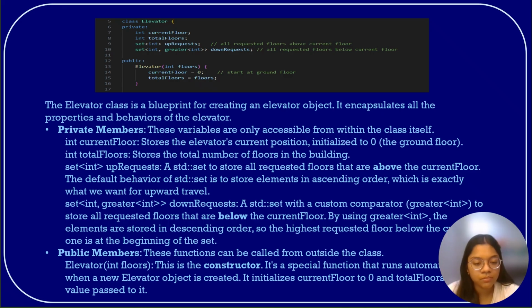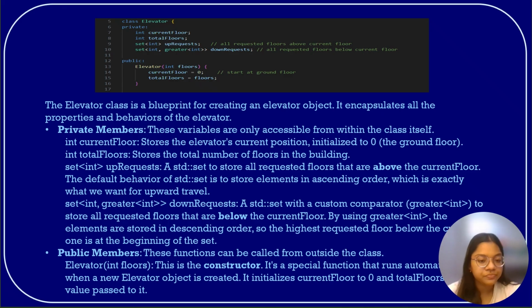Whereas public members are the functions that can be called outside the class, that we can directly call in the main function. We can just write their name in the main function and call them directly. But we can't do the same with the private members.